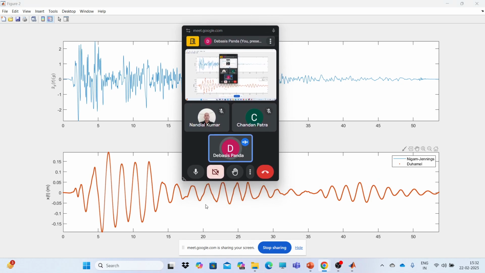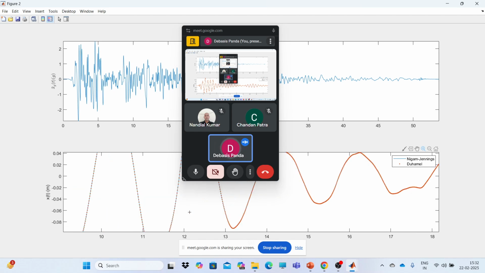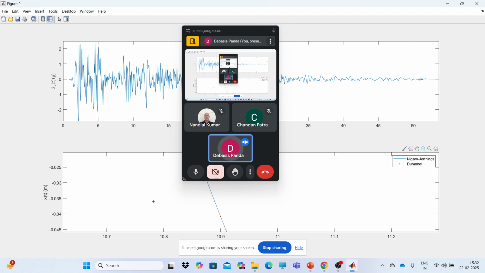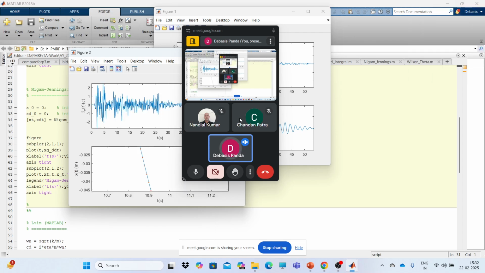Now you can see that both the responses actually match or align very closely. Here you can see both the responses. If I zoom in on this portion, look, both the responses actually align. That means my Nigam-Jennings code gives the stabilized output for this kind of response, and the code and function file are also correct for this case.